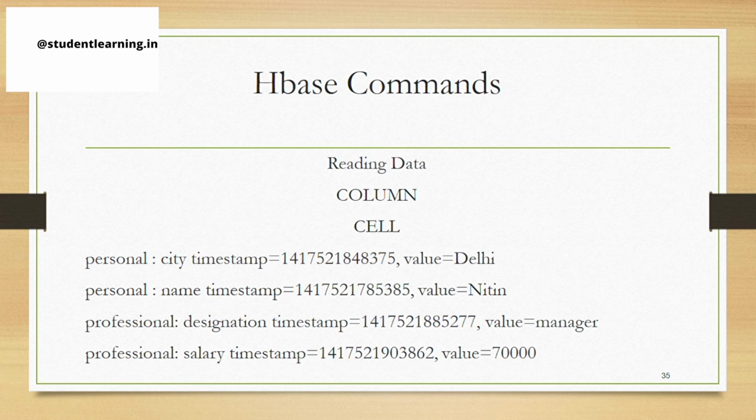In this scenario, there are two column families, personal and professional. There are two columns in the personal family, city and name, and two columns in the professional family, designation and salary. With the help of this command, you can see the data is shown only for the first row, not the entire table. This is a very important command.